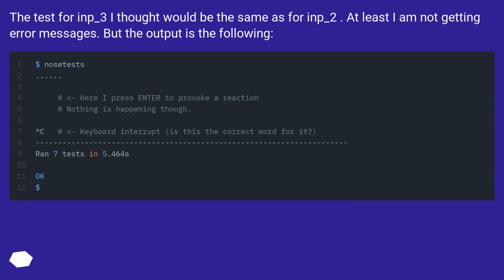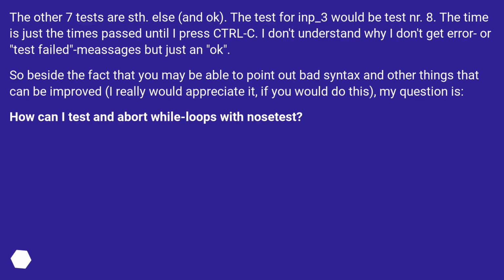The test for imp_3 I thought would be the same as for imp_2. At least I am not getting error messages. But the output is the following. The other 7 tests are SDH, else, and OK. The test for imp_3 would be test number 8. The time is just the time passed until I press Ctrl+C. I don't understand why I don't get error or test failed messages but just an OK.